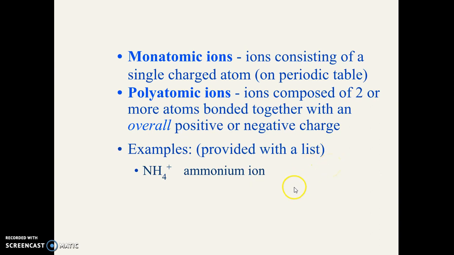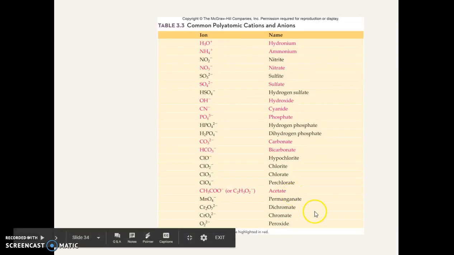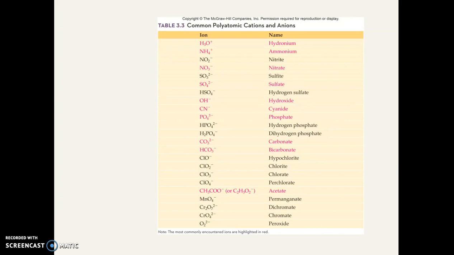Ammonium ion is NH4+. Sulfate ion is SO4 with a 2- charge. Here's a whole list of them, and like I said, I gave you that cheat sheet, so go ahead and get that out because you're going to need that. I'm not going to make you memorize these because they're too easy to look up, but just some common ones.